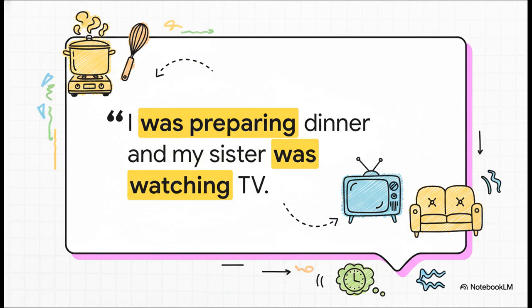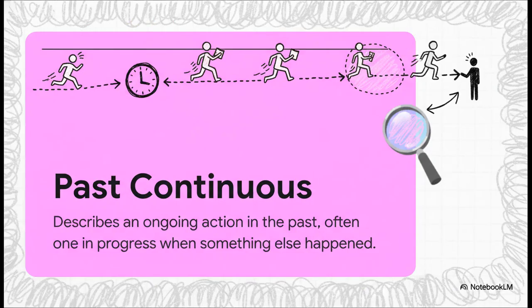Rahul isn't just listing facts anymore, is he? No, he's describing what was going on. He's putting us right there in the room with him. And that's the main job of the past continuous. It's all about describing what was happening over a stretch of time. It's like the background music for the main events in your story.